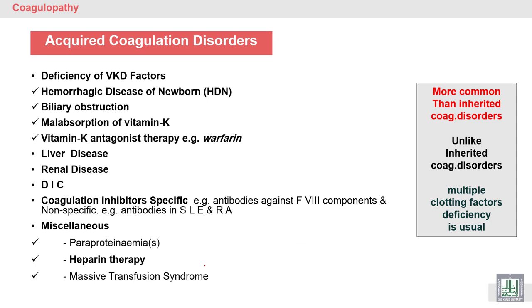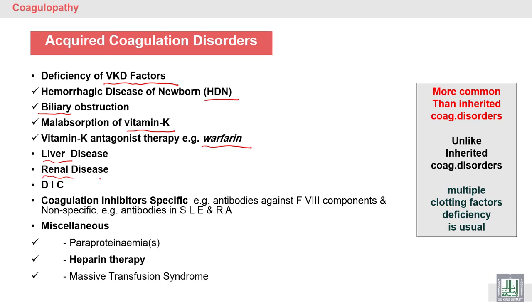Acquired coagulation disorders, like deficiency of vitamin K dependent factors: factor 2, factor 7, factor 9, factor 10. Hemorrhagic disease of the newborn, from immaturity of the liver with decreased production of most of the factors. Biliary obstruction leads to decreased absorption of vitamin K. Vitamin K is fat soluble, so no bile means decreased absorption. Malabsorption of vitamin K, or drugs like warfarin, oral anticoagulant therapy, interfere with vitamin K. Liver diseases cause deficiency of production of most of the coagulation factors.